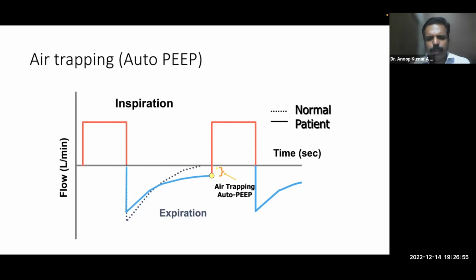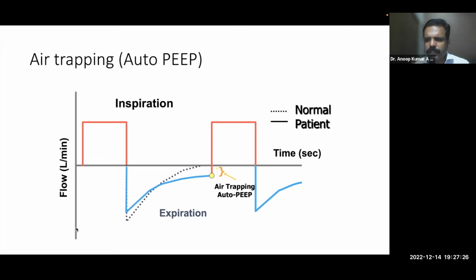What is the other issue? You can see, because of the air trapping, this expiratory part is deflected down. So if the patient wants to breathe over this, if you are triggering, you need more negative pressure. This is already on the negative side. So if you want to trigger, you need more negative pressure, or more effort is required. So there comes the concept of external PEEP, which we'll come to later.